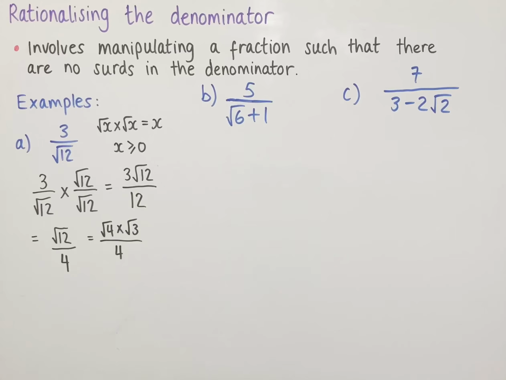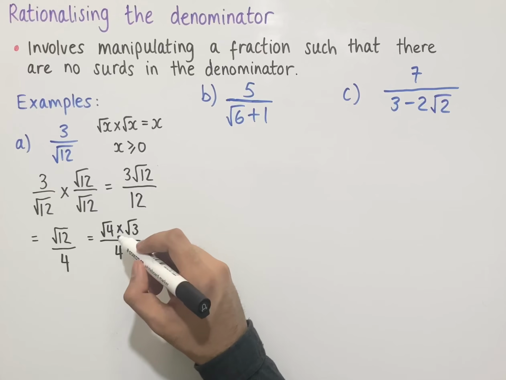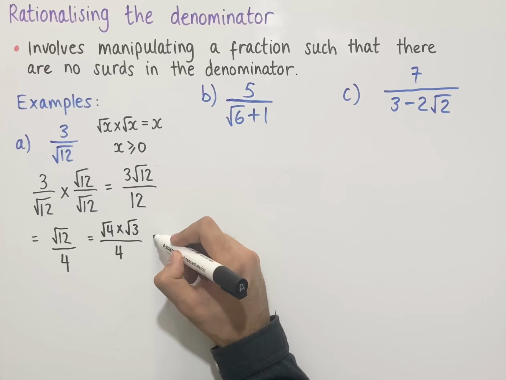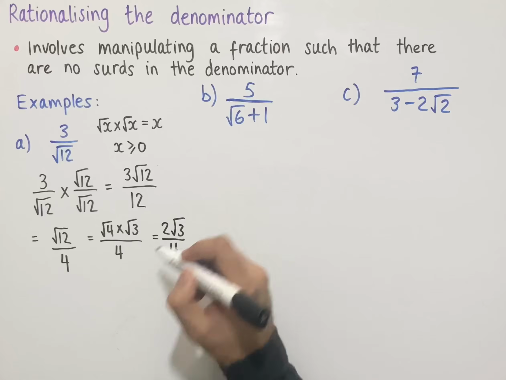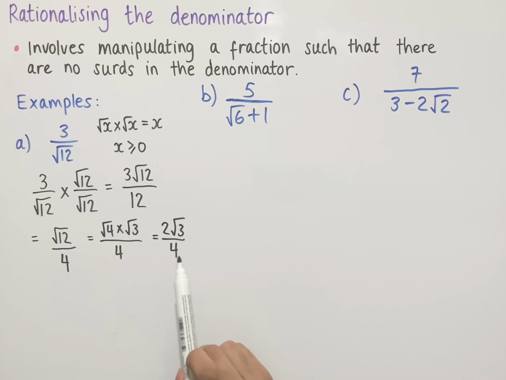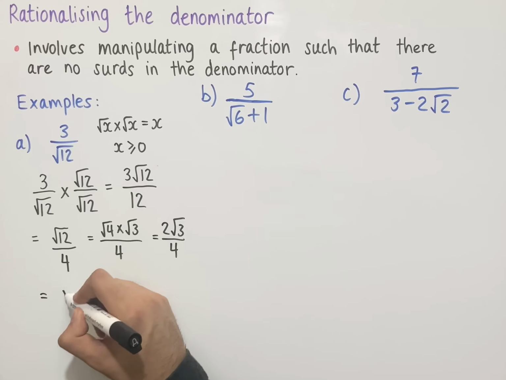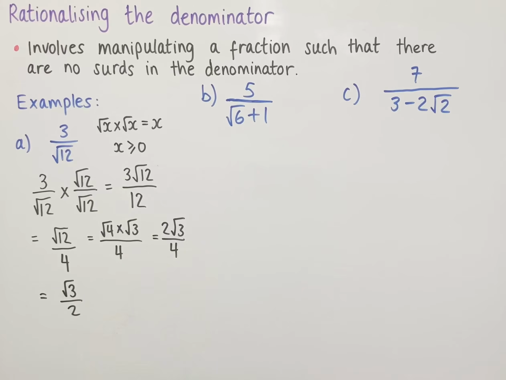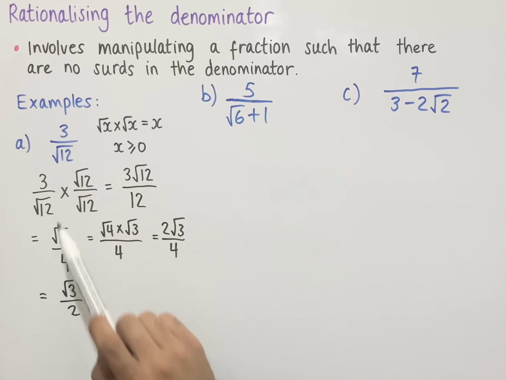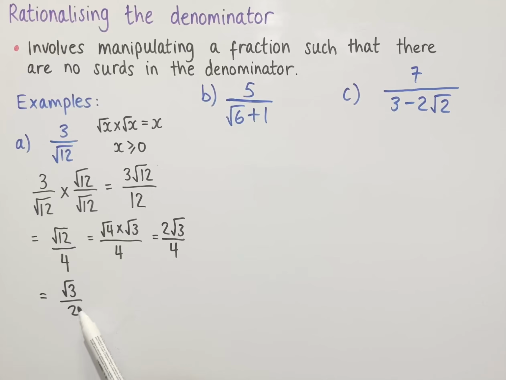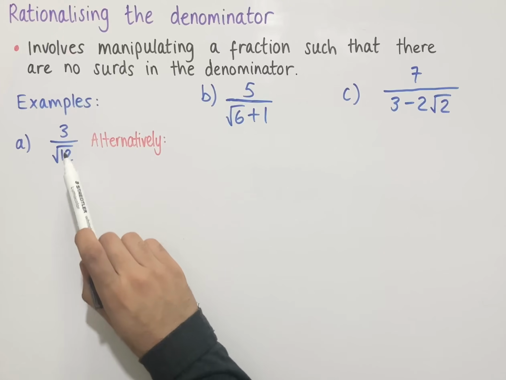The square root of 4 is the same as 2, and so we end up with 2 times root 3 in the numerator, which is 2 root 3, and then 4 in the denominator. If we now further simplify this, 2 goes into 2 once, 2 goes into 4 twice. So this now gives us the square root of 3 over 2. And so what we've done is we've rationalized the denominator in this fraction to give us root 3 over 2. So we see that the denominator doesn't have any thirds within it, and this is the simplest form of this fraction. Alternatively, we could have simplified this in the following way.